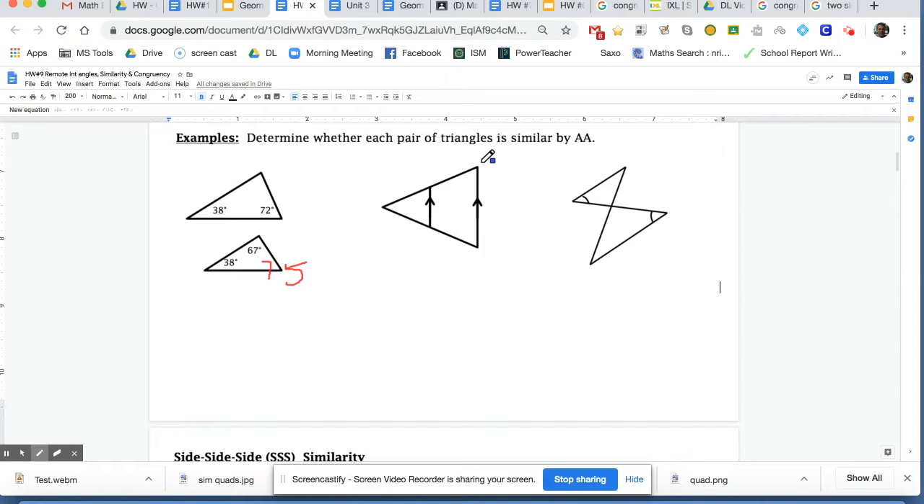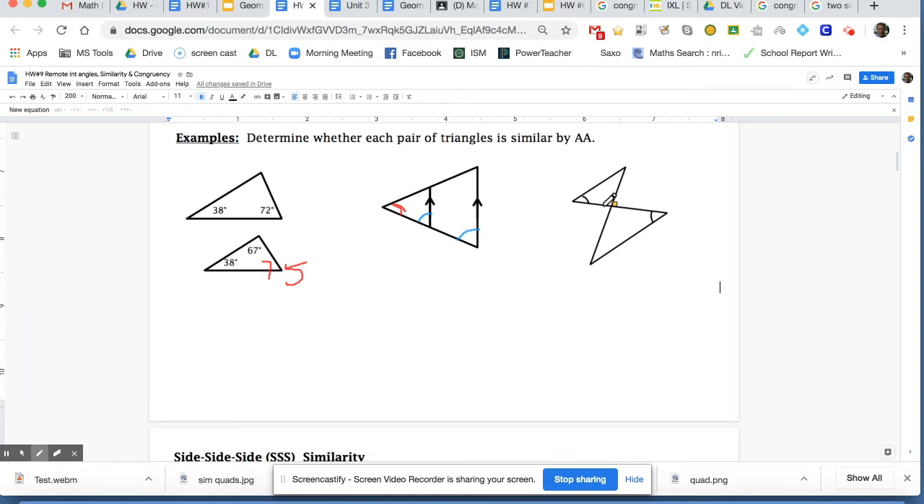Over here, how do we know if these are similar or not? We've got a big triangle here around the outside, and then we've got this little triangle here. And then we know these lines are parallel. So right away we know that this angle is shared here. And then this angle and this angle must be equivalent because these are parallel lines here. And so by the angle-angle postulate, we know that those are similar.